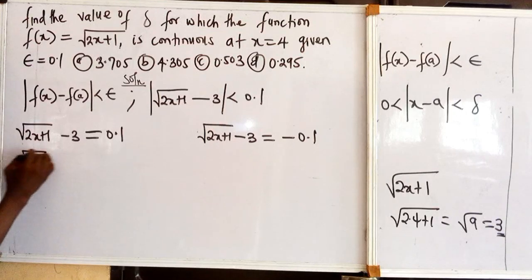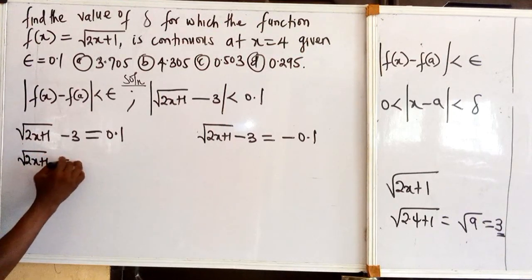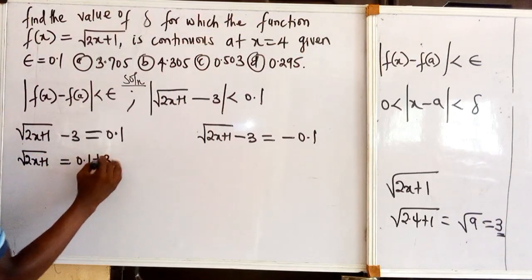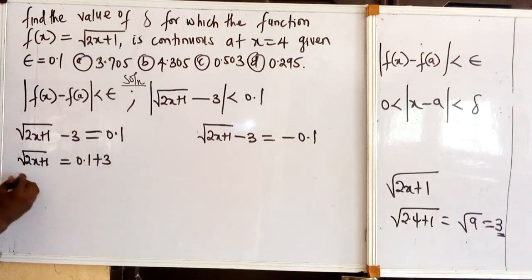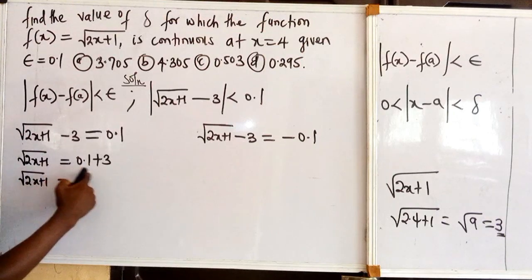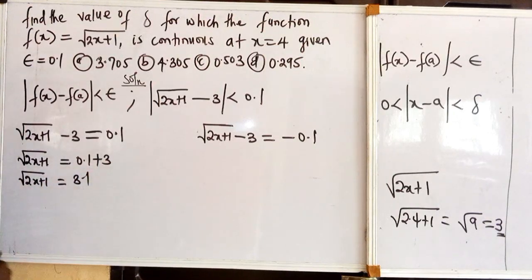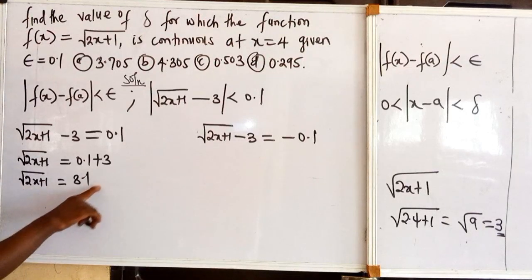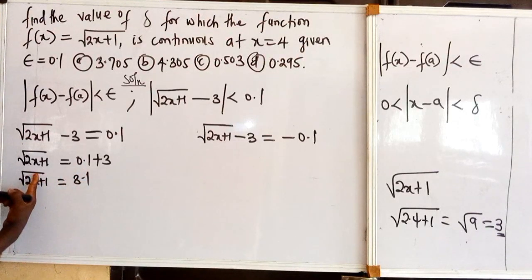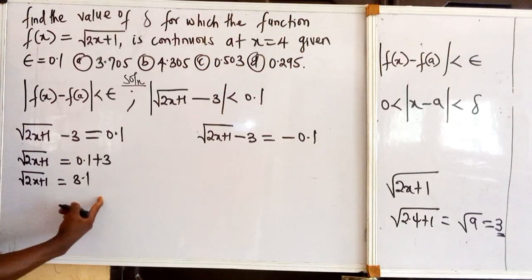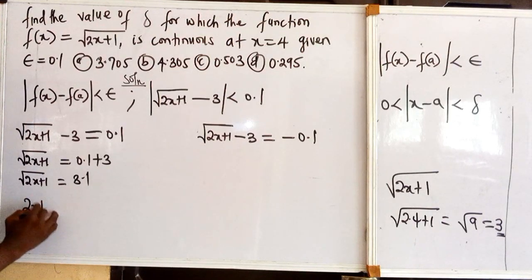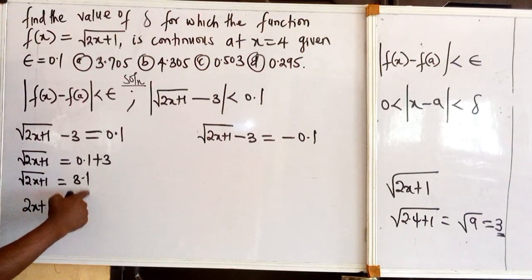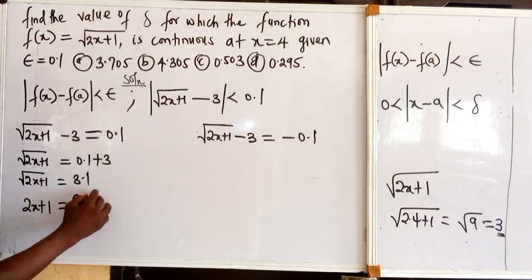So root 2x plus 1 is equal to 0.1 plus 3. Collecting like terms, root 2x plus 1 is equal to 3.1. So to evaluate this, I'm going to take the square of both sides so as to eliminate the square root. And taking the square of both sides, 2x plus 1 will be equal to 3.1 squared, 9.61.